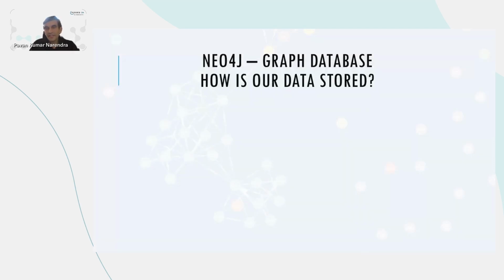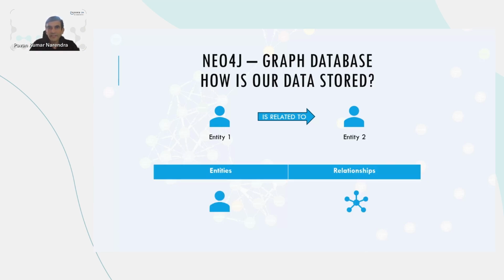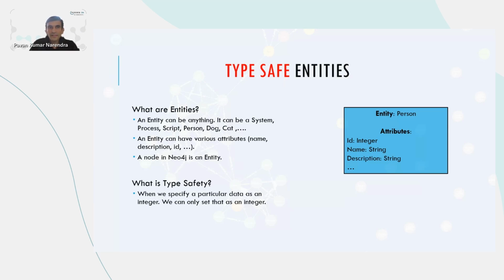So in a graph database, how is the data stored? Data is stored as entities and relationships. Think of entity as a different word for nodes. So entity one is related to entity two. And let me first talk about entities. So what's an entity? An entity can be anything: a cat, a dog, a person, a system, a script, anything.